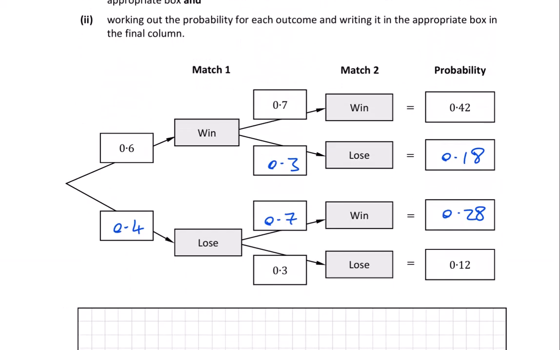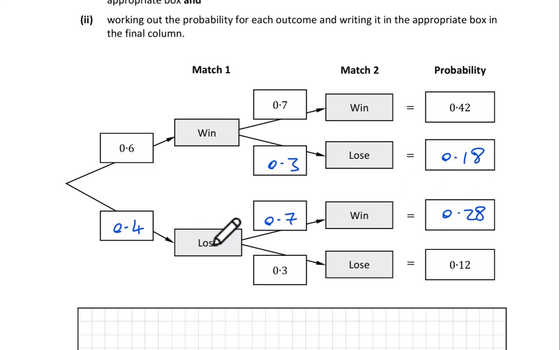So if we look at these probabilities here, we've got a win here and a win here, so we've got to include this number here. We've got a win here and a lose here, so we've got to include this one. In this case, he's won at least one, so we've got to include this one. If we come down here, he loses the first one, but he wins the second one, so we've got to include this one as well because he wins at least one.